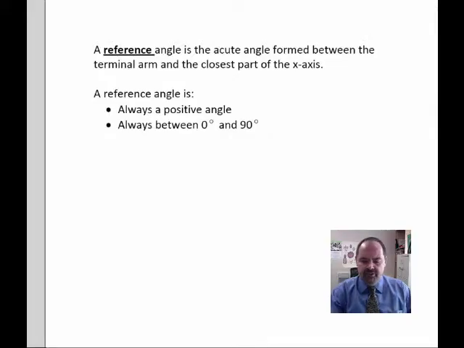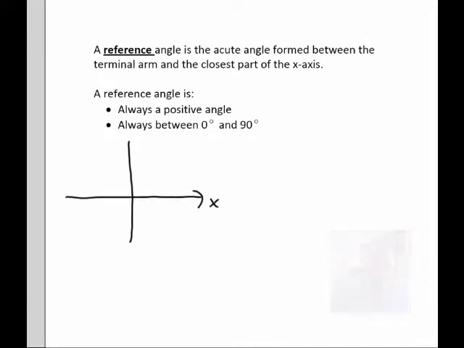Another concept we want to talk about is a reference angle. So I'm going to start by drawing a standard position angle. Let's take 150 degrees once again, which is like so. Standard position 150 because it's measured from here. Now a reference angle is an acute angle, an angle less than 90 degrees, formed between the terminal arm and the closest part of the x-axis.